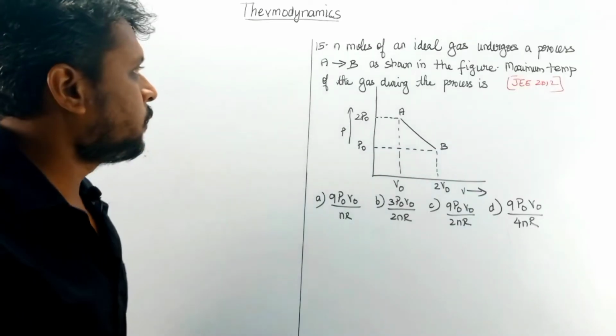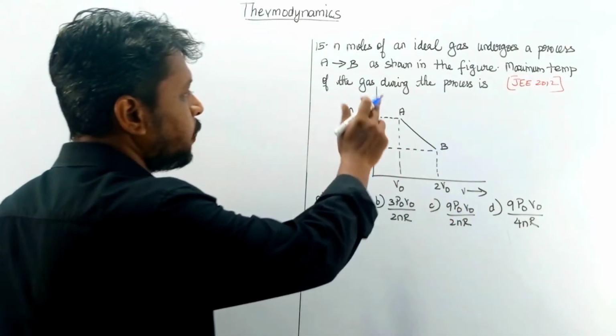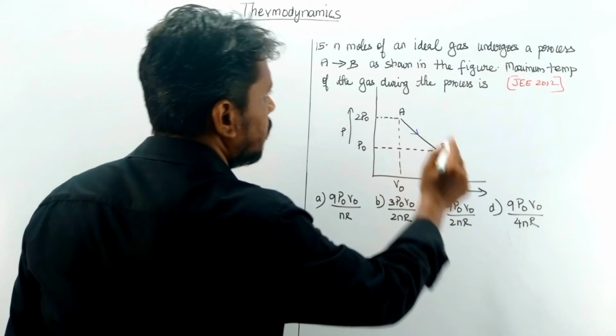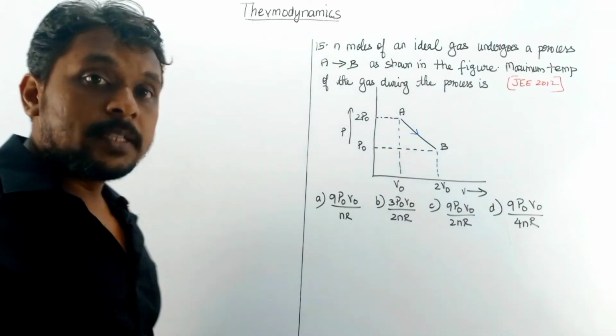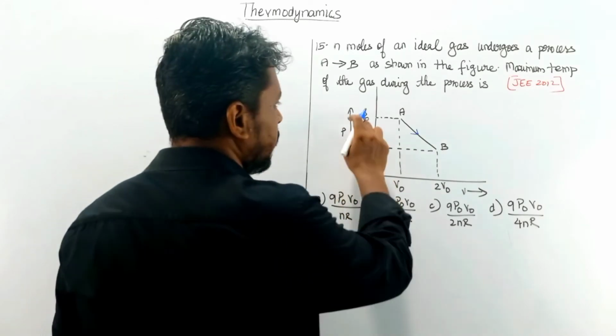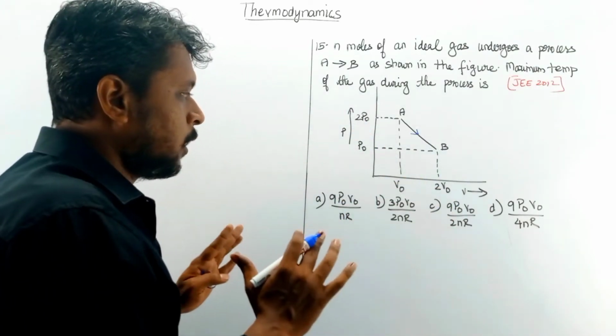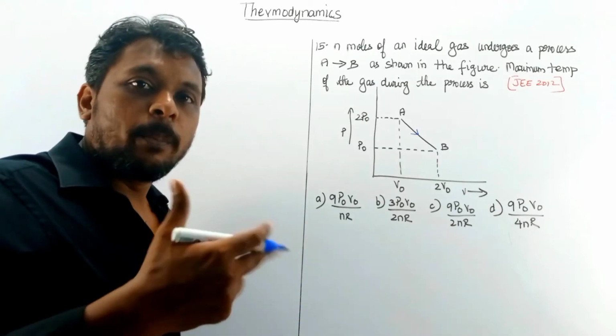Okay, so in this 15th problem, they have given n moles of an ideal gas undergoing a process A to B as shown in the figure. Find the maximum temperature of the gas during the process. The limits given are 2 P0 and P0, V0 and 2 V0. Now we are going to start the problem with the slope intercept form.